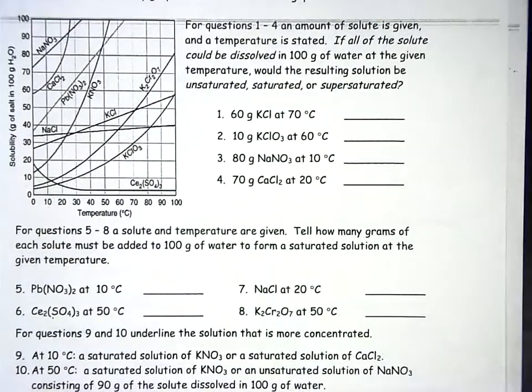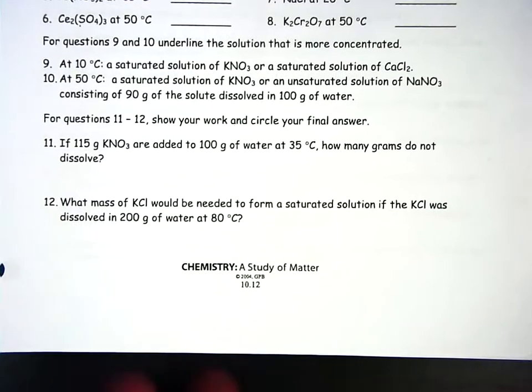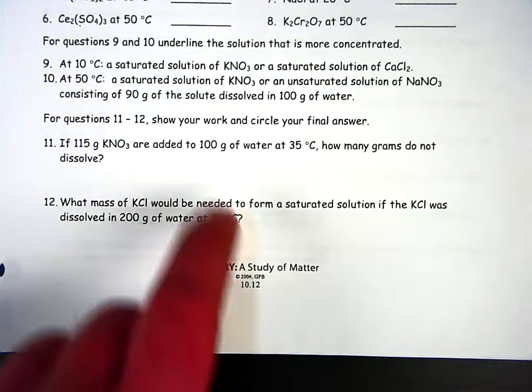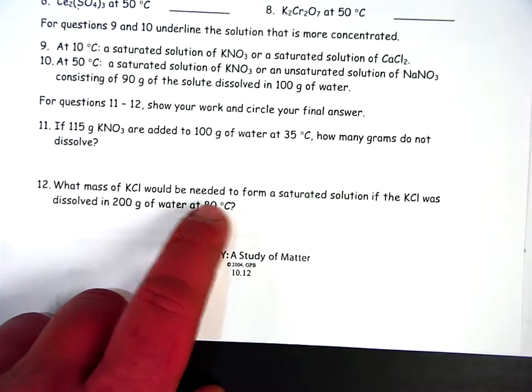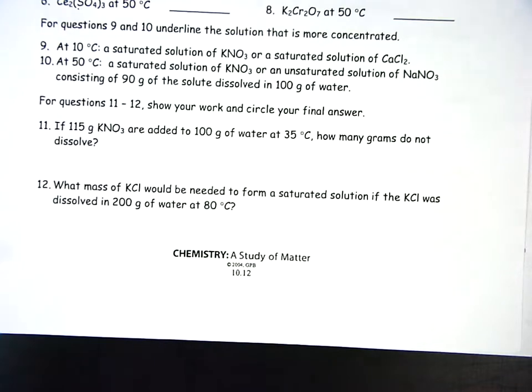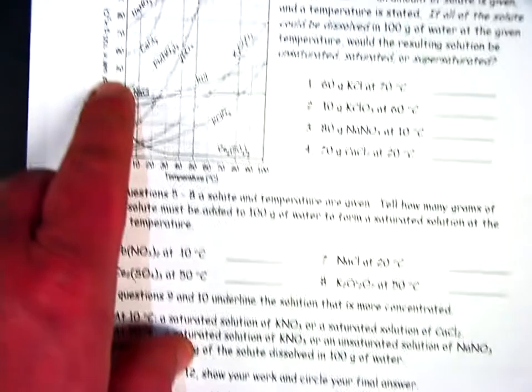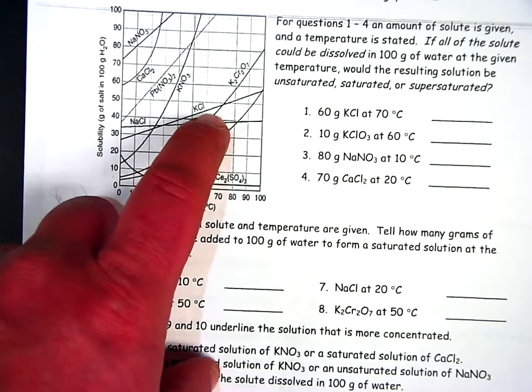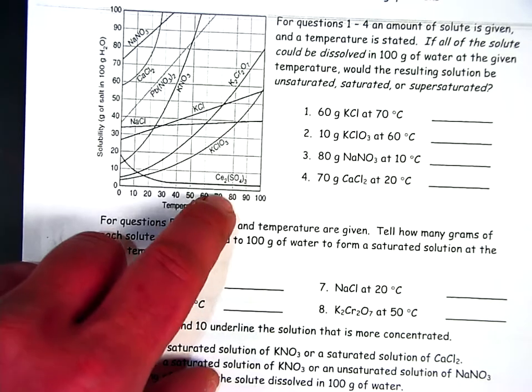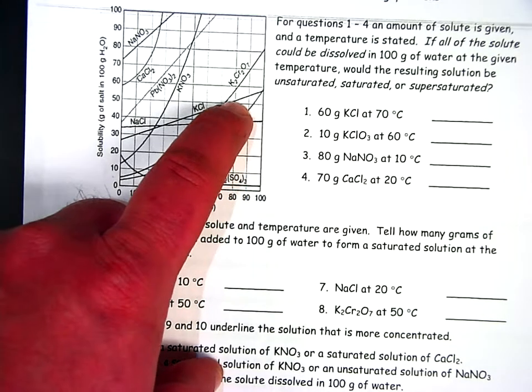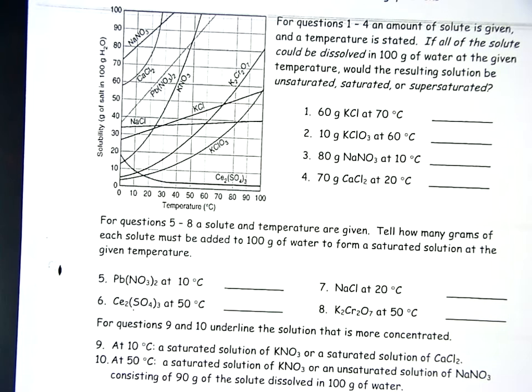Next one that I want to look at is number 12, so a little bit more quantitative. It says, what mass of potassium chloride, so we're looking at that one again, is needed to form a saturated solution if KCl was dissolved in 200 grams of water at 80 degrees? First of all, our graph is for 100 grams, so we've got a little bit of work to do here. We're going to look at potassium chloride at 80, and it looks like it's about 50 grams.